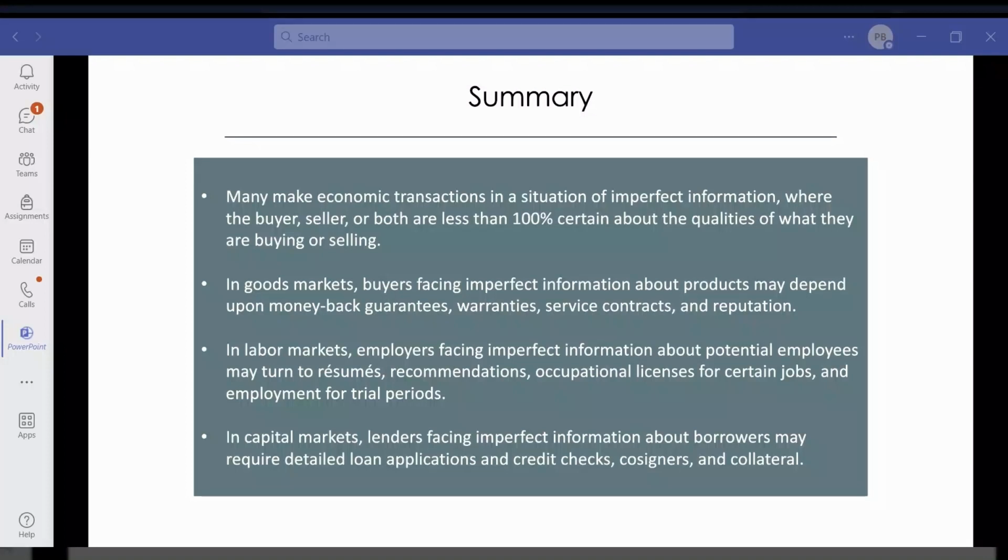To sum it all up, many make economic transactions in a situation of imperfect information, whether buyer, seller, or both are less than 100% certain about the qualities of what they are buying or selling. In goods markets, buyers face imperfect information about products and may depend upon money back guarantees, warranties, service contracts, and reputation. In labor markets, employers facing imperfect information about potential employees may turn to resumes, recommendations, occupational licenses for certain jobs, and unemployment for trial periods. In capital markets, lending faces imperfect information about borrowers may require detailed loan application and credit checks, co-signers, and collateral.